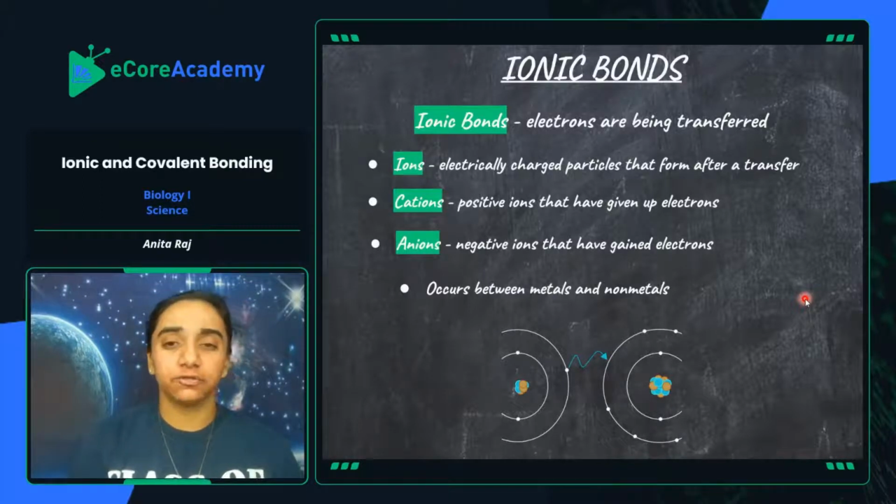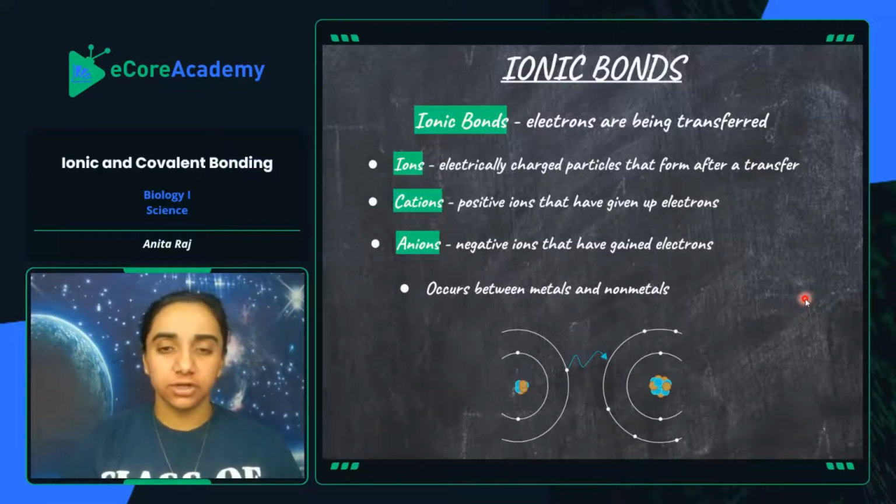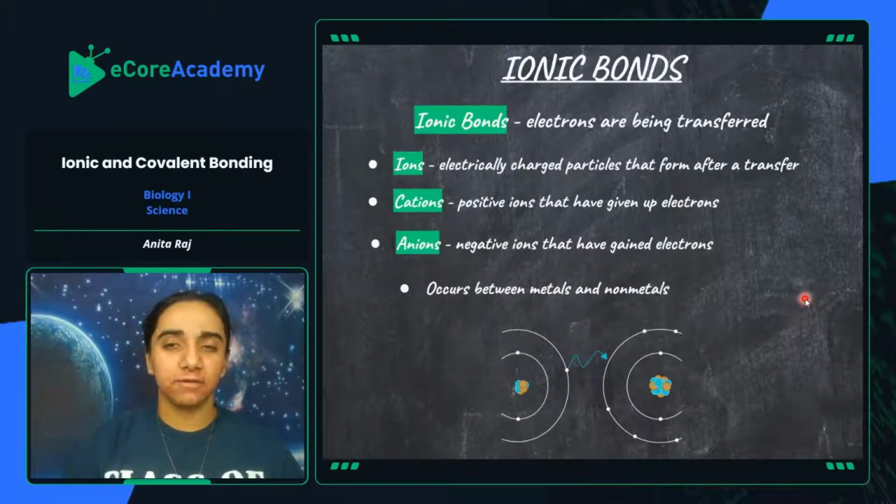So ions are what are formed after ionic bonds occur. Ions are just what happened to atoms. Atoms become ions after they form ionic bonds. So these are electrically charged particles that form after a transfer. And there are two types of ions.